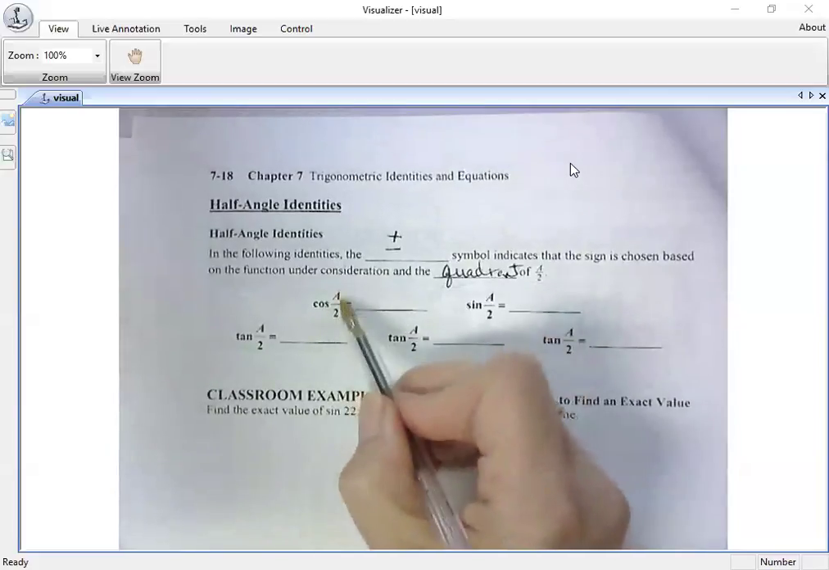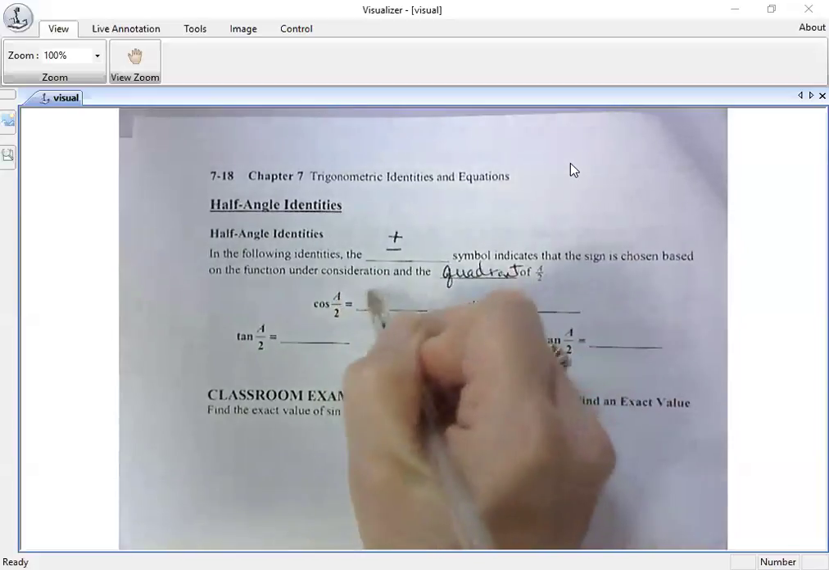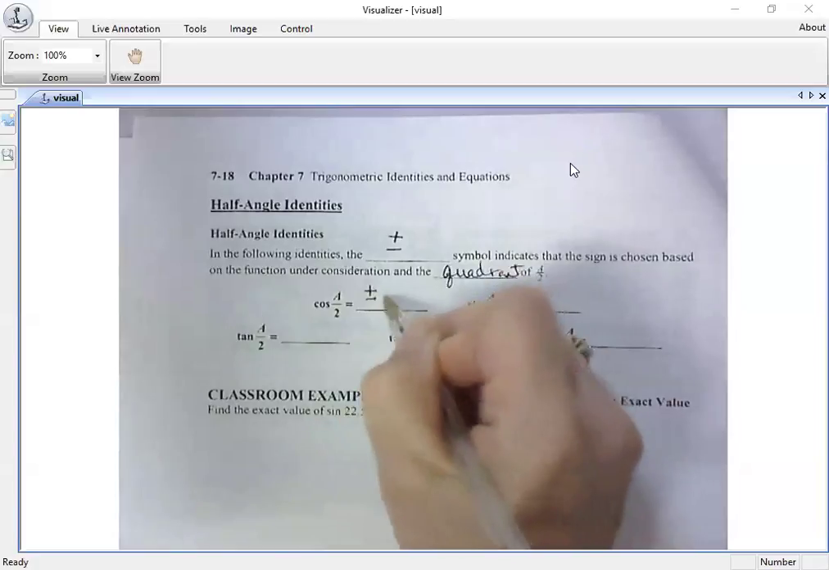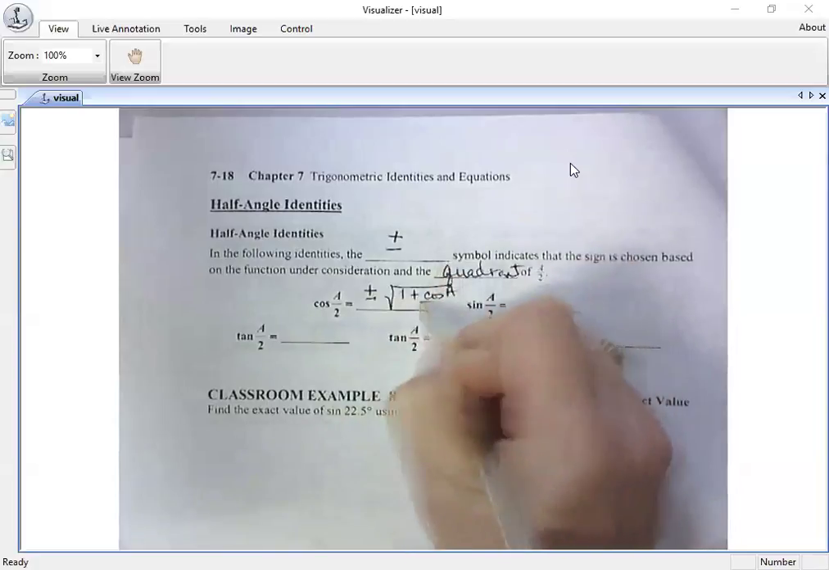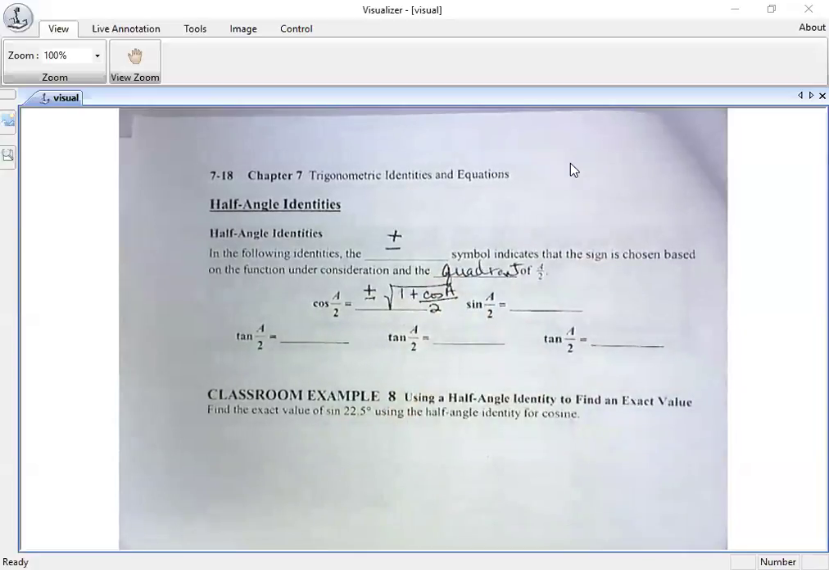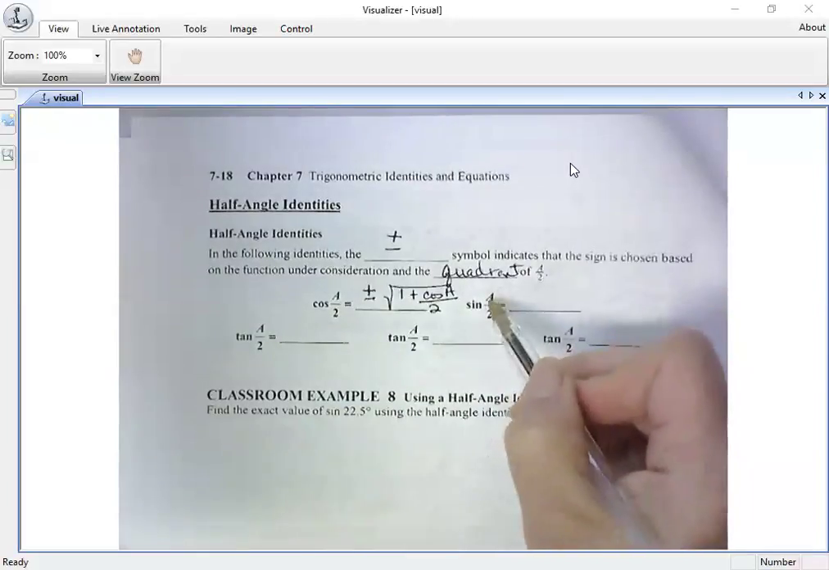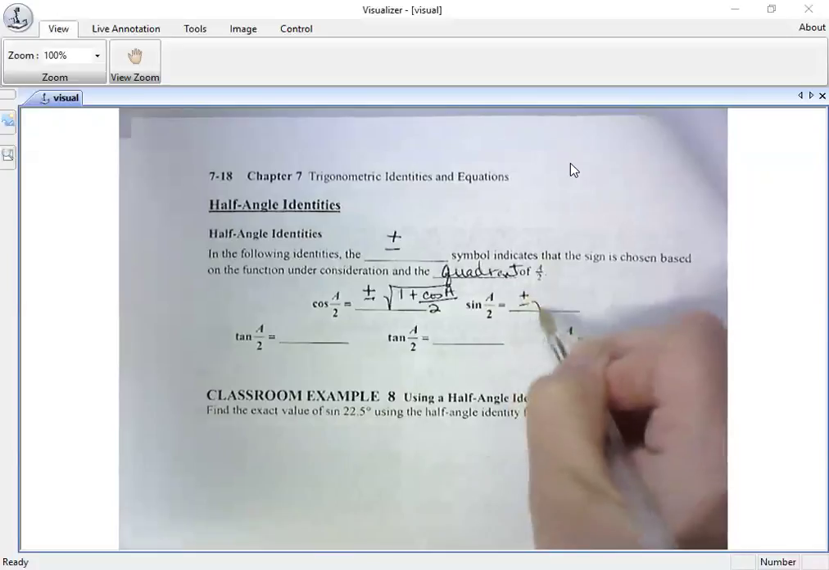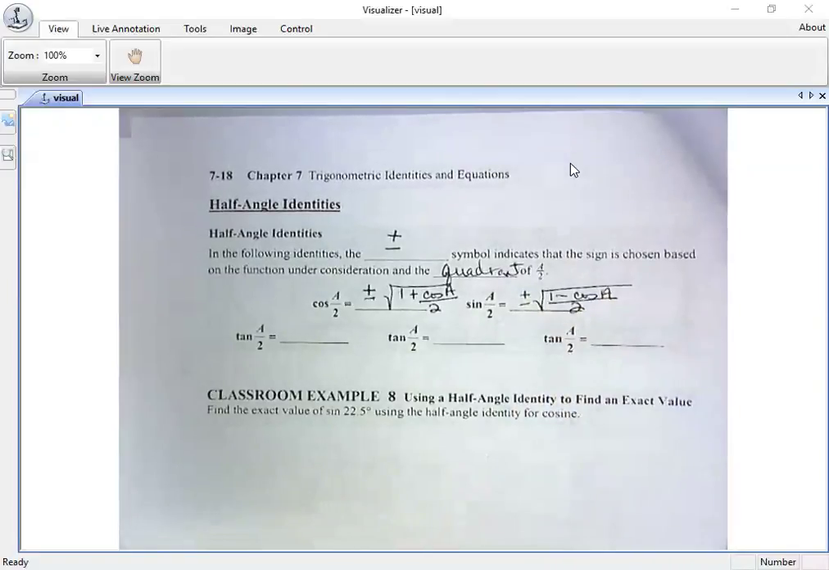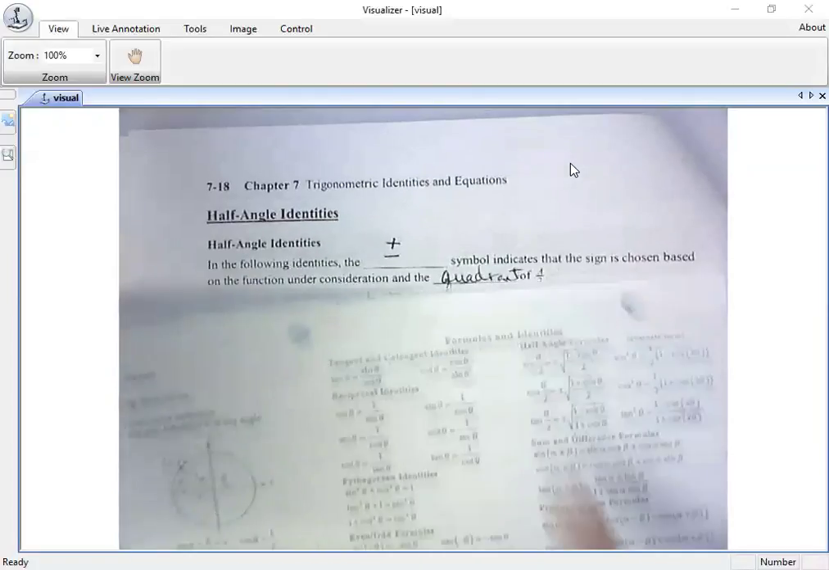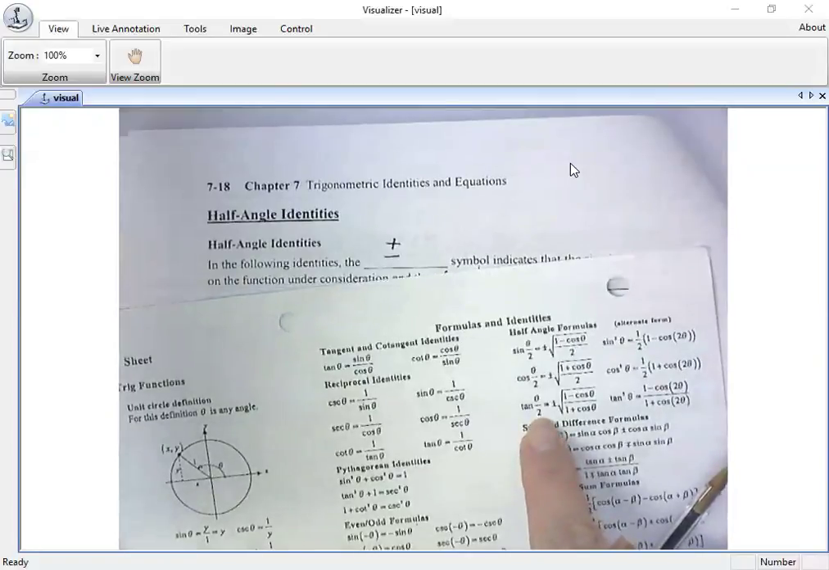The cosine of some angle A divided by 2 is plus or minus the square root of 1 plus cosine of angle A, divided by 2. Okay? The sine of angle A divided by 2 is either positive or negative the square root of 1 minus cosine of angle A, and that gets divided by 2. So for our cosine and our sine, we have one form each.